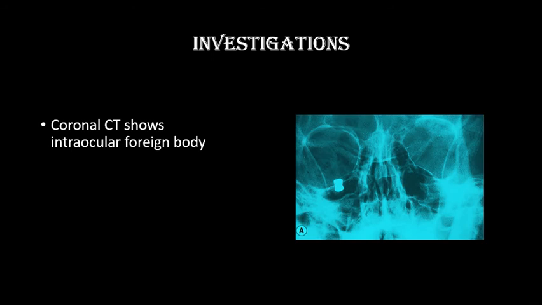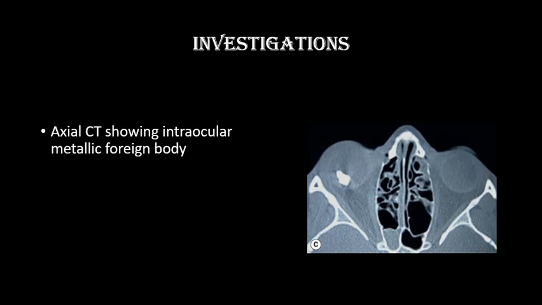The next important investigation is to do the CT scan. In this patient, we can see this is an axial CT scan. How can we say this is a CT scan? Because we can see the bone shadow here. Again, we can see a metallic foreign body here in the globe. These are the sinuses. This is the globe, and this is the orbit showing the muscles, medial rectus and lateral rectus.